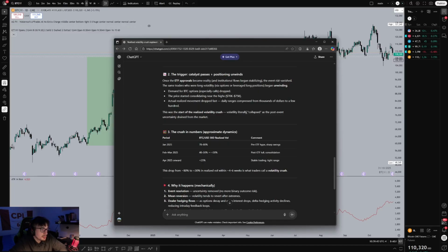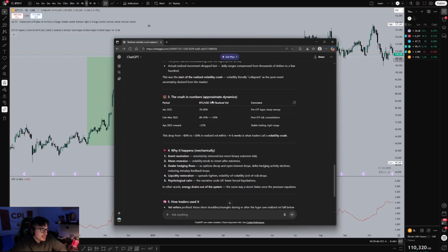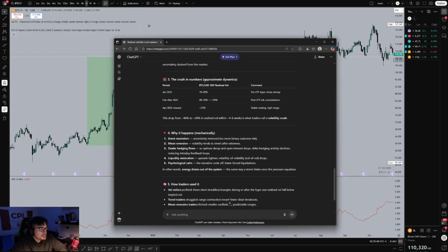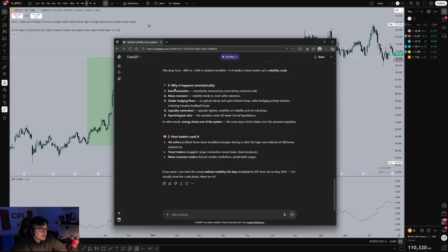Yeah, this is a very big example though. The crush in numbers, you don't have to read that. And this is why it happens. Uncertainty is removed, no more risk. Volatility tends to revert after extremes, so it went up to an all-time high, and then it crashed back down to 70K. As options decay and open interest drops, delta hedging activities decline, reducing feedback loops. I have no idea what that means. Liquidity restoration, spreads tighten, volatility drops, psychological calm, narrative cools off, fewer forced liquidations. So the energy drains out of the system, the same way a storm fades once the pressure equalizes.